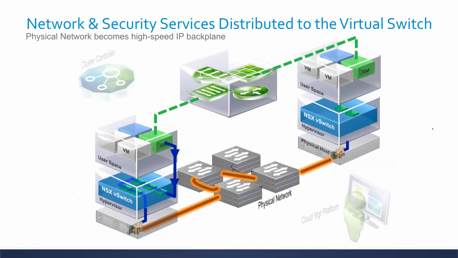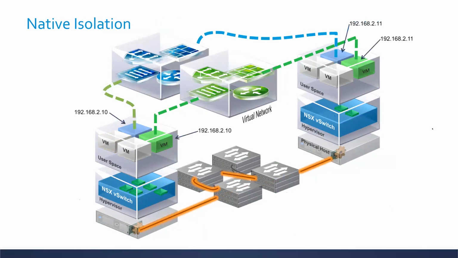Everything is being fully utilized accordingly. And at the end of the day, we achieve network isolation natively. If you look at this visual, we have two 192.168.2.10s, and we have two 192.168.2.11s. But they're completely different isolated environments. No extra work needs to be done because it inherently and natively has that isolation built in.